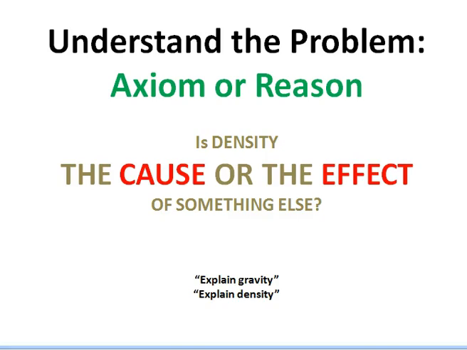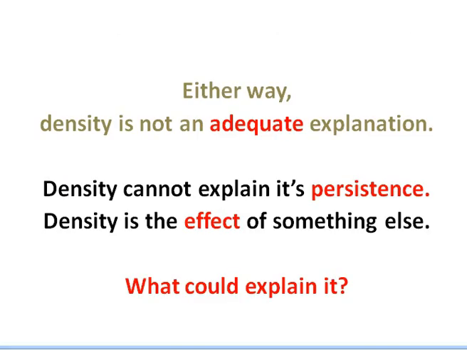And to understand what I'm thinking, you can take density as an axiom, or you can ask, why does density happen? And it's the same thing with gravity. You can take gravity as a given, or you can say, what explains gravity? Why does it happen? So in this case, is density a cause or the effect of something else? So we know that gravity doesn't explain itself, and density doesn't explain itself. It doesn't explain its own persistence.